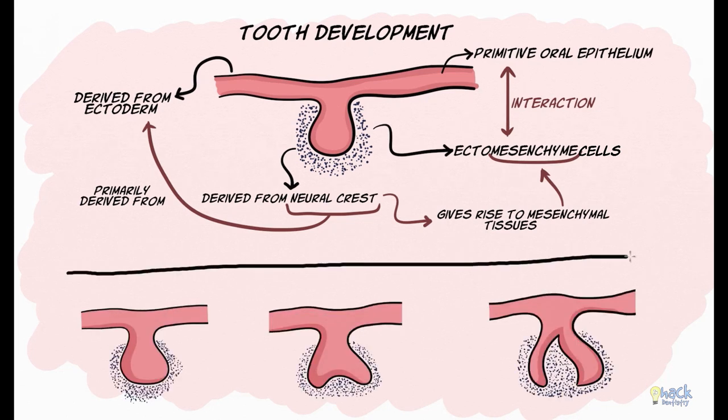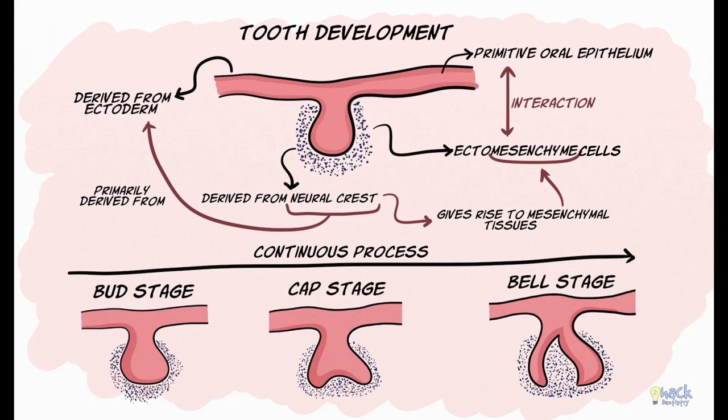Tooth development, though a continuous process, can be divided into three stages called the bud, cap, and bell stages. These stages are so named because of the shape the enamel organ assumes in each stage.